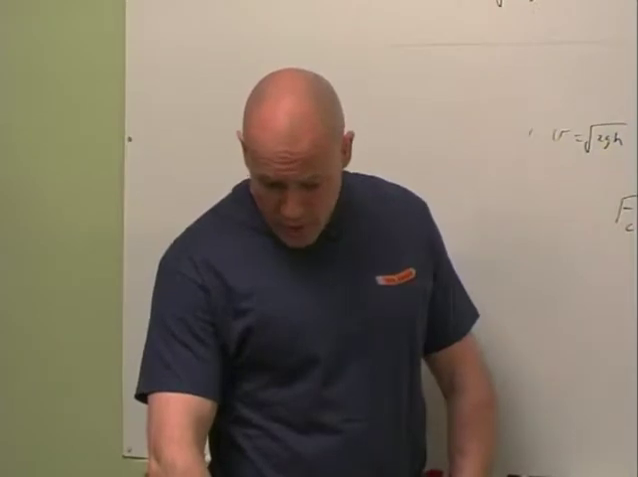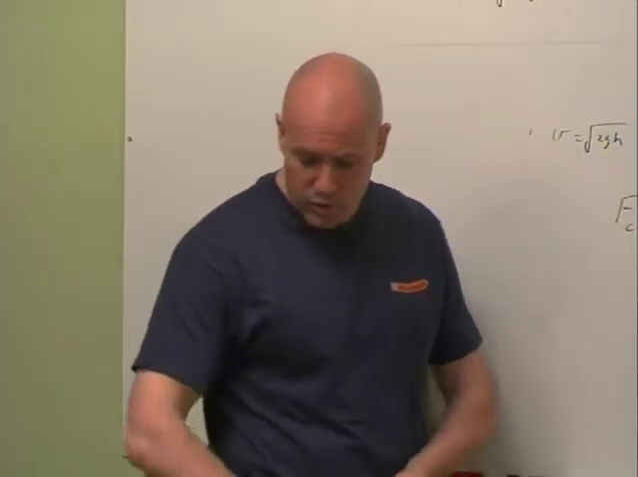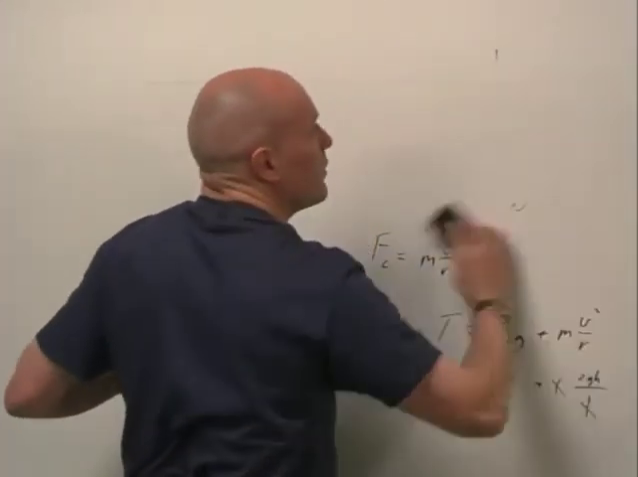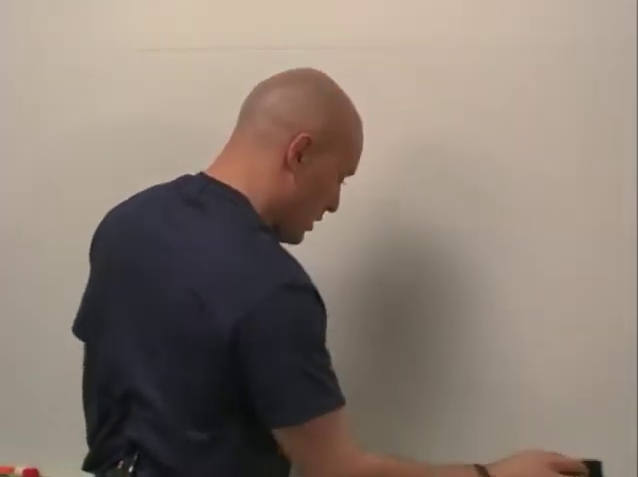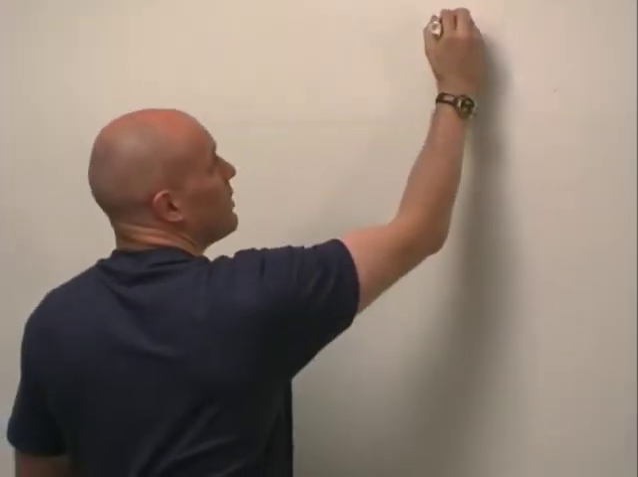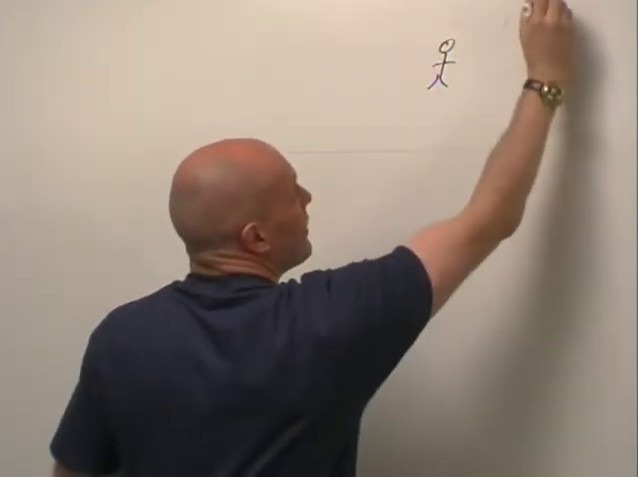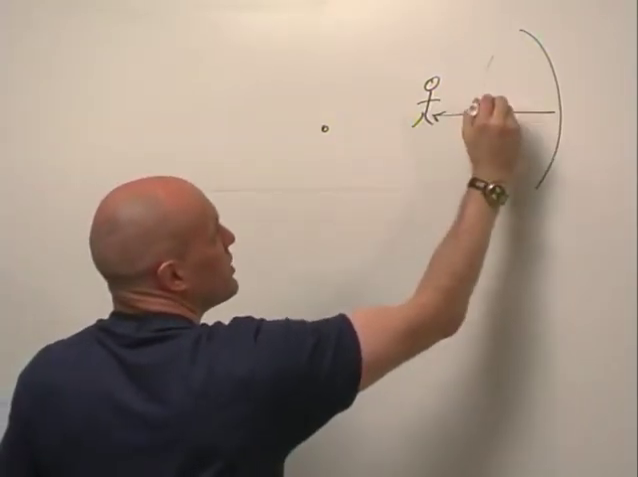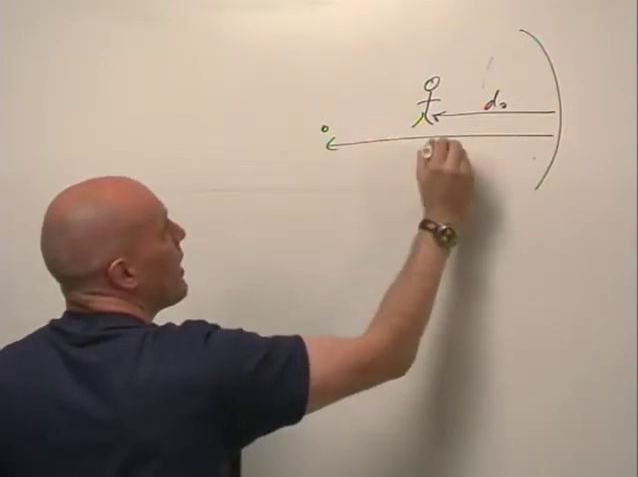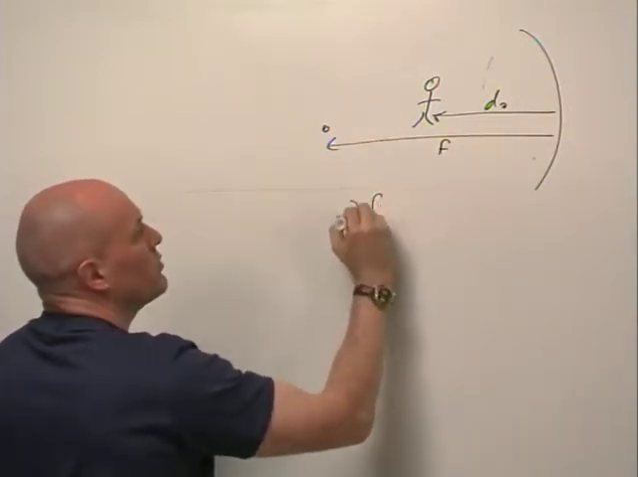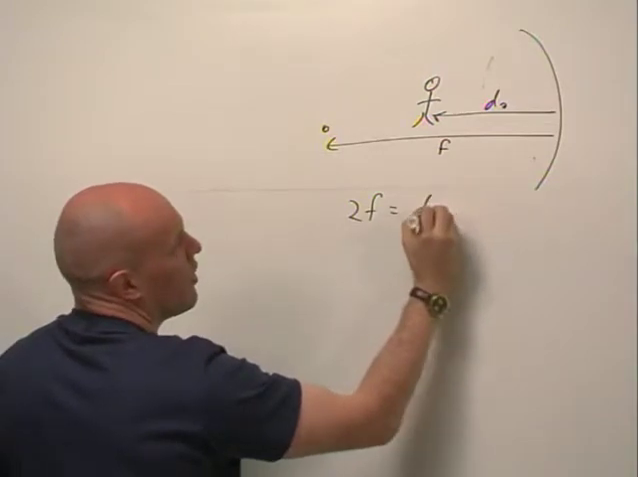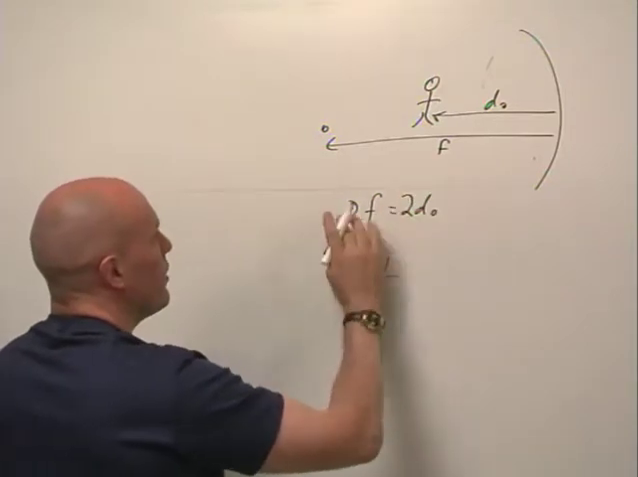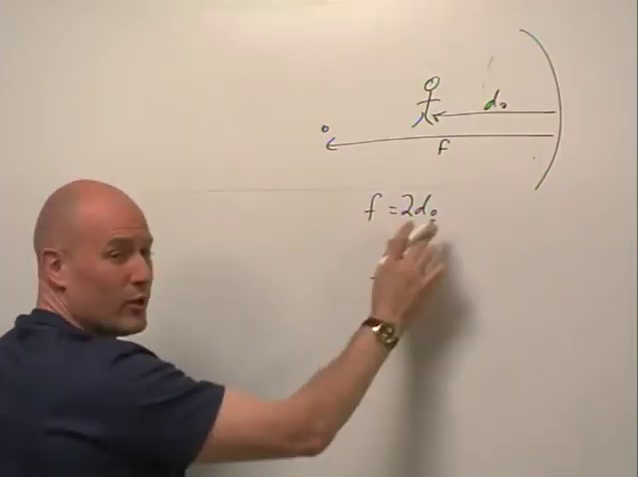Question 77. A man stands halfway between a concave mirror and its focal point. His image will be... so we've got to find his image. So if we take a look at this man here, and here is the mirror, and here is the focal point. So we see this is DO, and this is F. And we see that 2DO equals F... Thank you, sir. You're welcome. So F equals 2DO.